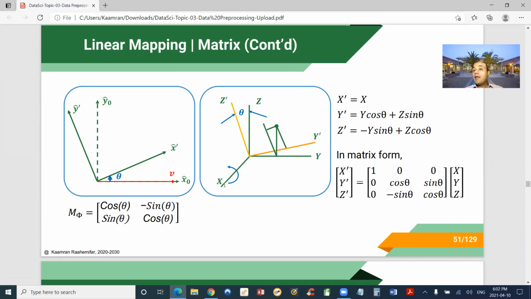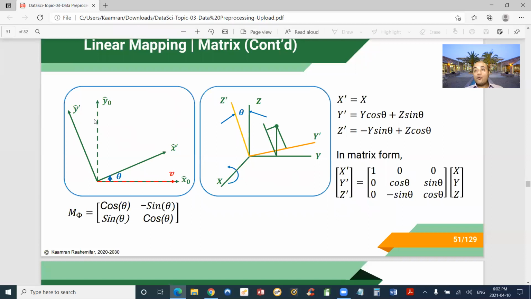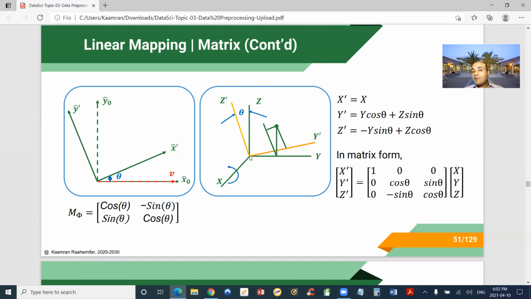X-axis remains the same in the new R3 space. Remember, we are mapping the space. This one is R2 space to R2 space. This one is R3 space to R3 space. And in this rotation, I'm saying I don't want you to change anything on the X-axis. X-axis remains X, whatever it is.